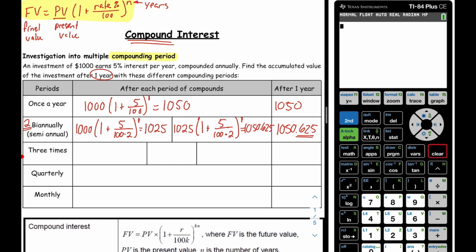And let's try with a different compounding period. So let's do 3 times a year. And I'm going to ask you to do this calculation and then pause the video and then come back to the video once you've done the calculation.